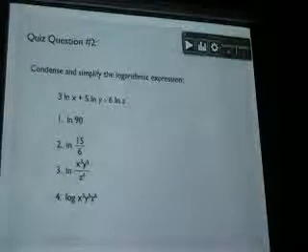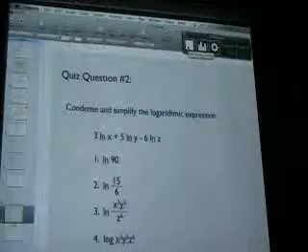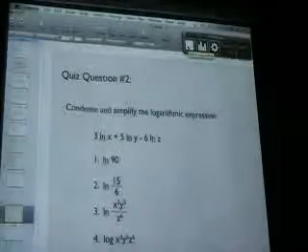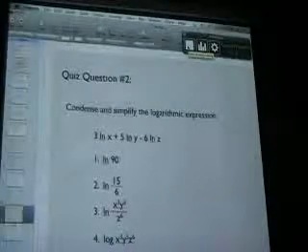Okay? So, quiz question number 2 here. Condense and simplify this logarithmic expression. Hopefully that stays up there. Using the same concepts there. Okay? Might have to write that down in pieces to come up with the whole thing.